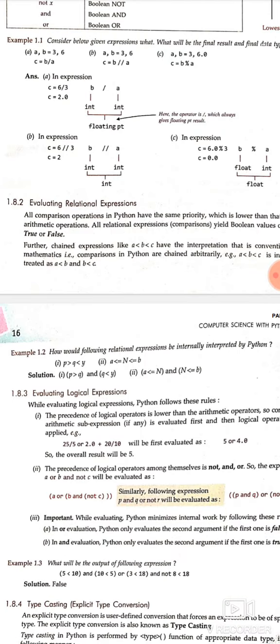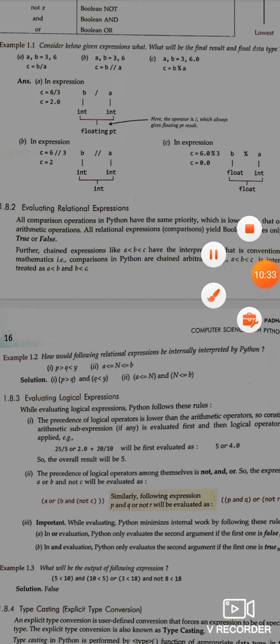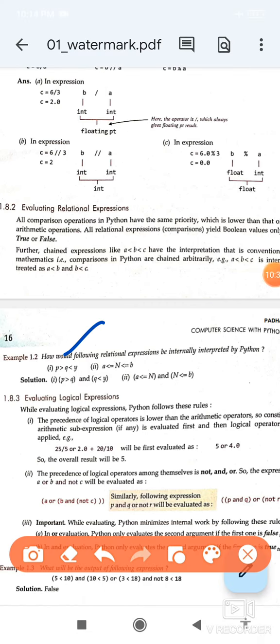Evaluating relational expressions: the result is either true or false, Boolean algebra. So how are relational expressions internally interpreted by Python? If I write an expression like P greater than Q less than Y, it will be evaluated as P greater than Q and Q less than Y. Similarly, A less than or equal to N less than or equal to B is taken up in the same way.